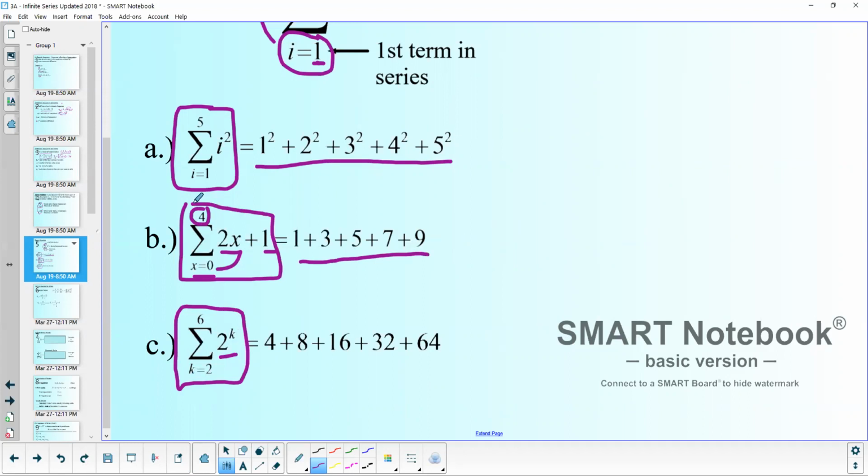And also, do you notice, you do not always have to start at 0 or 1. Some series start a little later. This one starts at 2. So the first value you plug in for k in this case is 2, and 2 to the second equals 4.